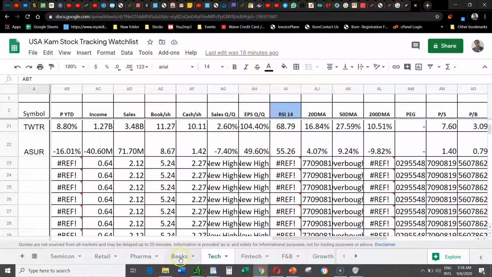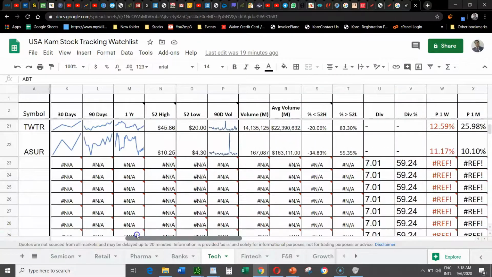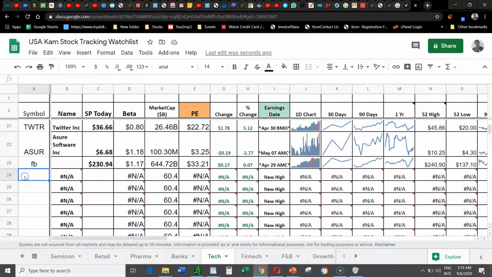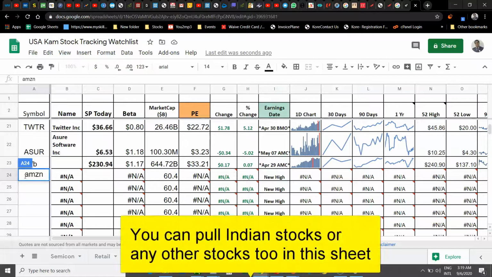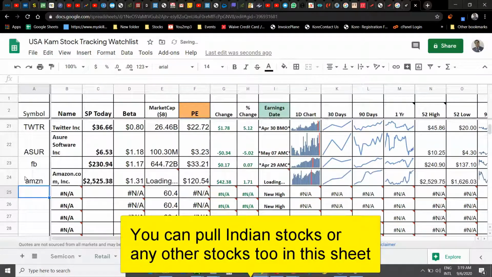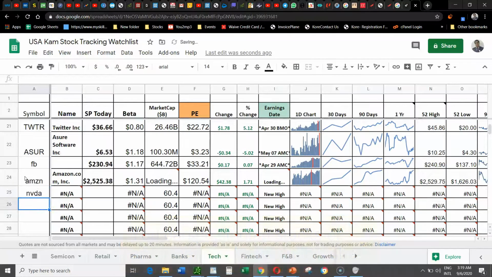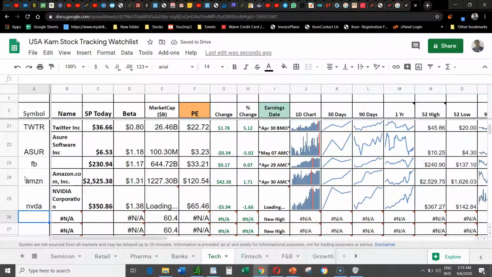All right, now let me show you the last part here, which is very interesting. How do you add a new stock? So all you have to do is add a ticker. Okay, so I'm going to add Amazon ticker here and press enter, right? Once I do that, it'll actually pull all the parameters of Amazon automatically, right? I can do the same for Nvidia. I just enter the symbol and it will pull all the relevant company information for me.